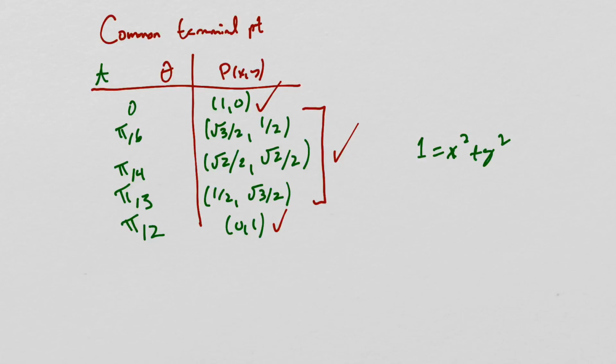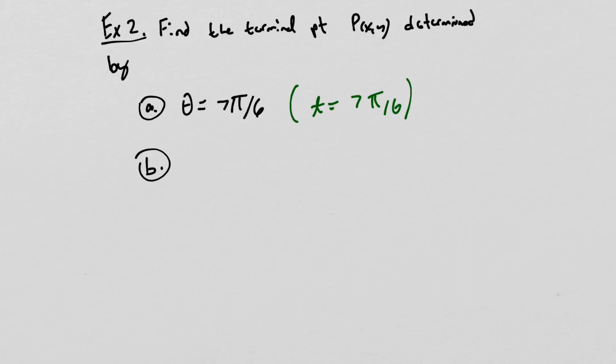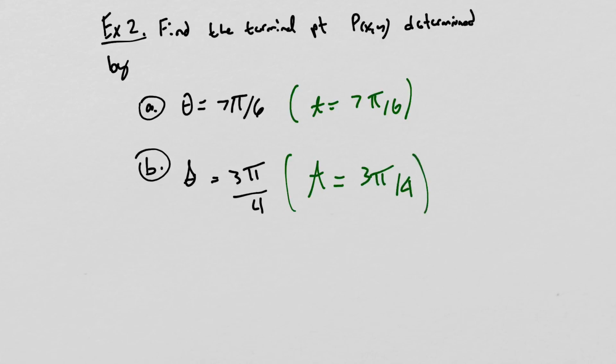And also angles that aren't in the first quadrant. Example 2, find the terminal points determined by the following angles. In part A, our theta will be equal to 7 pi divided by 6. And again, in the book, the notation is t equal to 7 pi divided by 6. Part B, we'll be looking at theta equal to 3 pi divided by 4. Again, the book notation says t equal to 3 pi divided by 4.